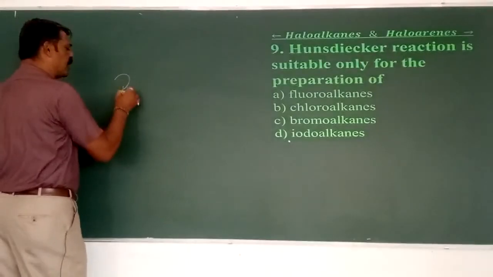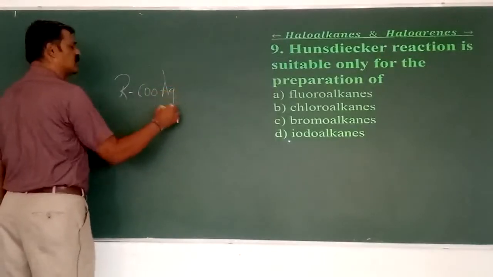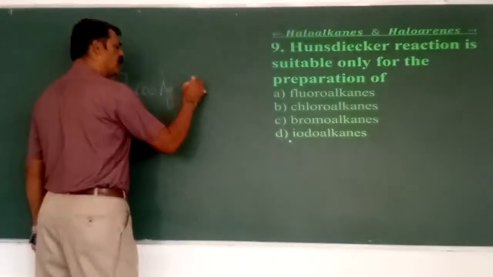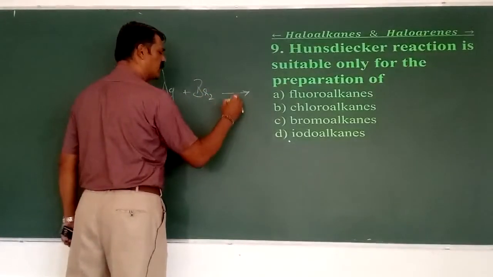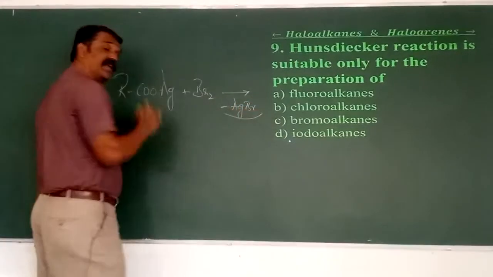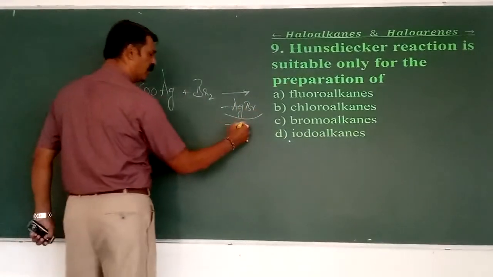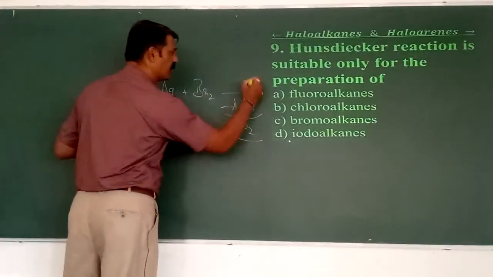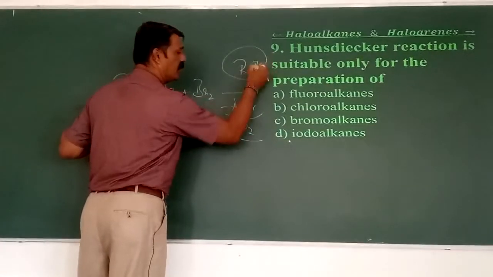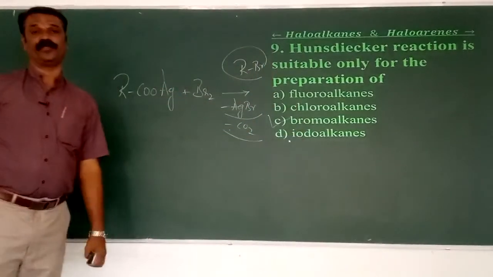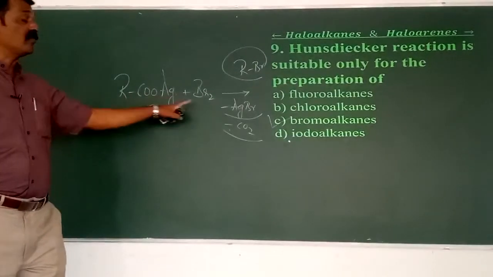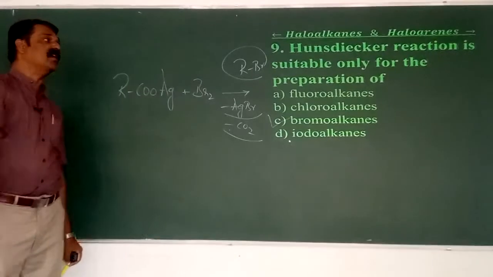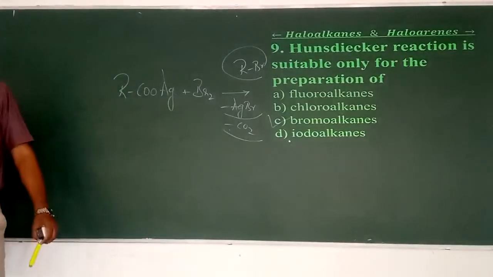When RCOOAg, which is called silver carboxylate or silver salt of fatty acid, is made to react directly with bromine, there is a removal of AgBr first, Ag with Br. Then the removal of carbon dioxide also, the byproducts. But the main thing is R substituted with Br, which is called RBr. It is called bromoalkanes. Means when silver salt of fatty acid is made to react with bromine, we are getting the bromoalkanes called alkyl bromides. That is called Hunsdiecker reaction. 9C. Let's move to 10th here.